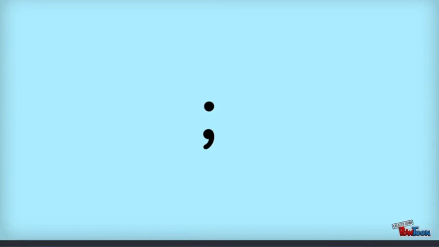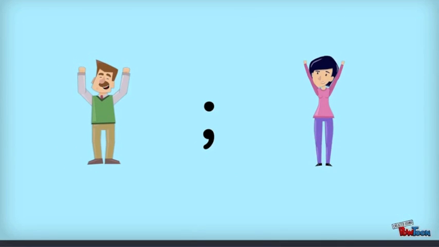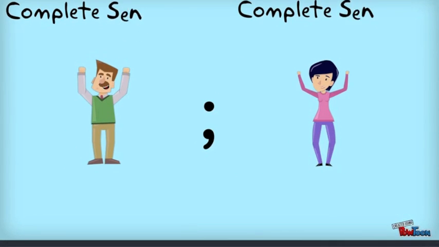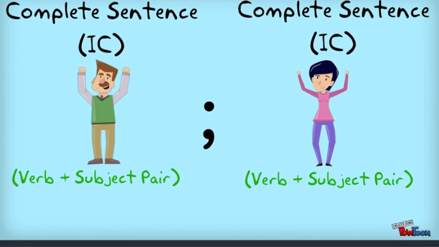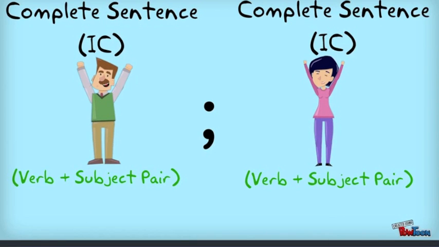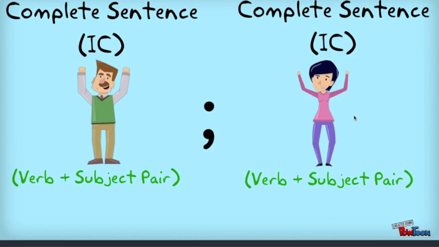So let's review. A semicolon is used to connect two complete sentences together. Another word for a complete sentence is an independent clause. And in order to have an independent clause, you need a verb and subject pair. To find the verb, you just need to find a word that shows action or state of being. And then to find the subject, you say the verb and ask who or what.